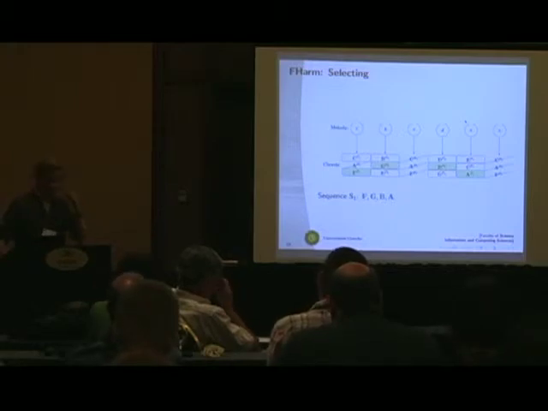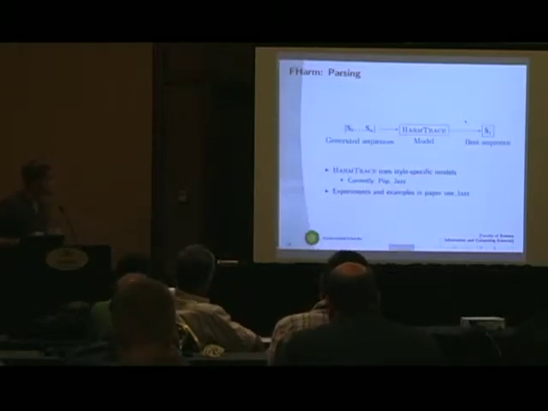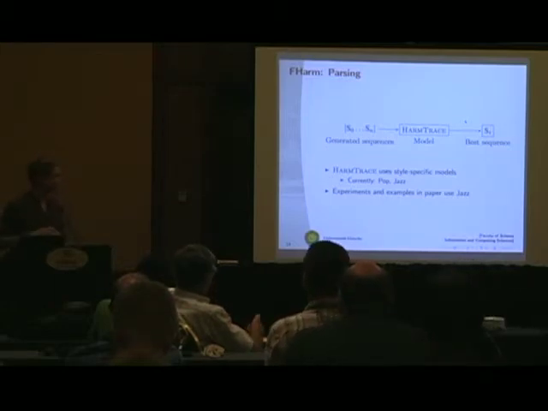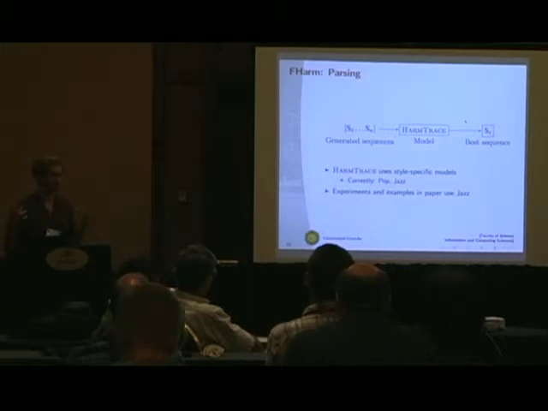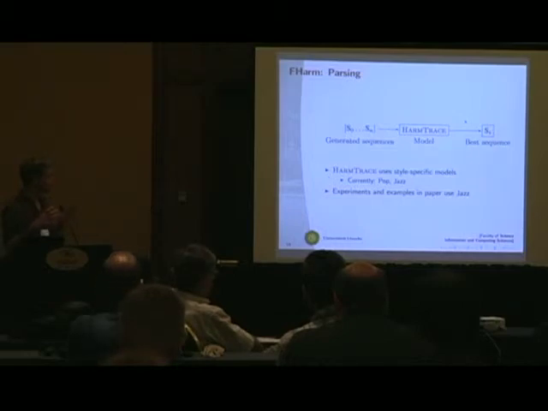And what FHarm uses for this is HarmTrace. This is a harmony model that was written in Haskell, and in it contains style-specific models that we use to select the best sequence out of all those generated sequences. So we generate a lot of sequences. We feed it to the HarmTrace model that we choose.